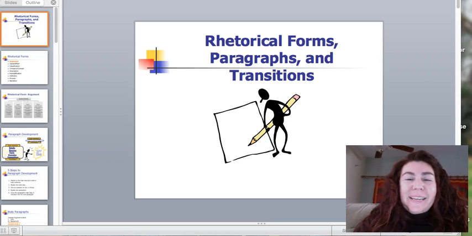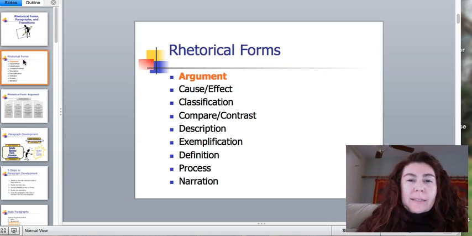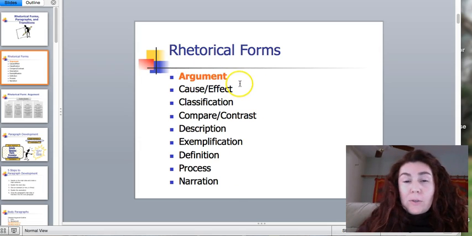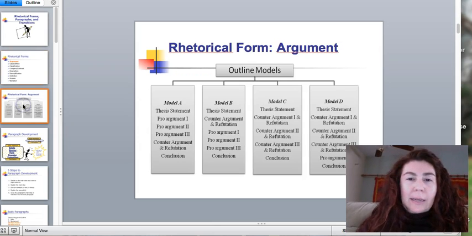Hello students! Today we're going to be talking about rhetorical forms, paragraphs, and transitions. So, the rhetorical form is basically the structure or style that you use to write your paper. Obviously in this course we're focusing on the argument form, but there are lots of other forms that you can use as well, and we'll talk about that in a minute.